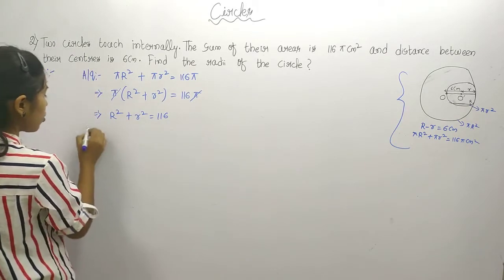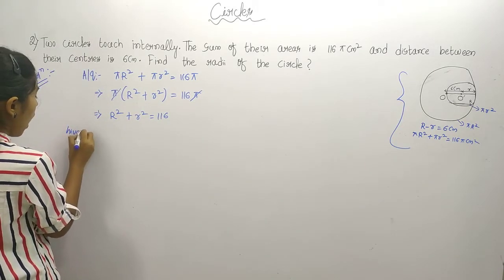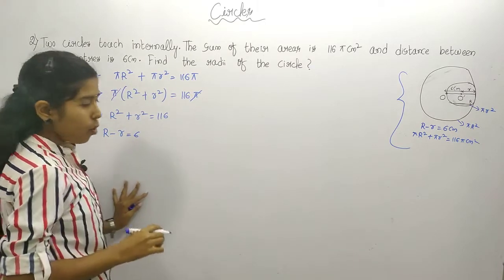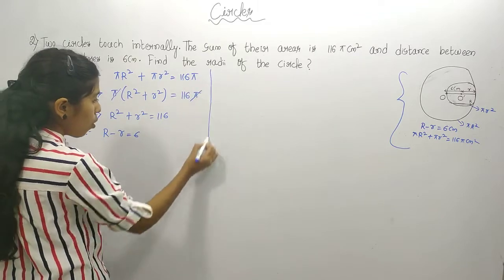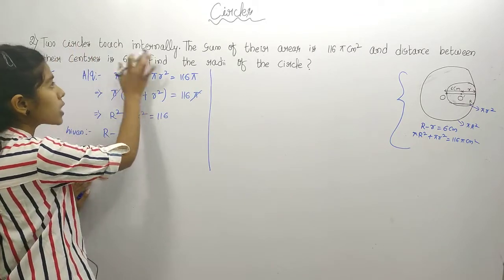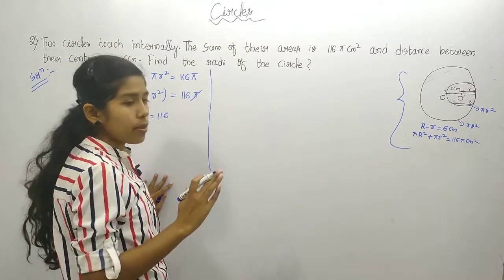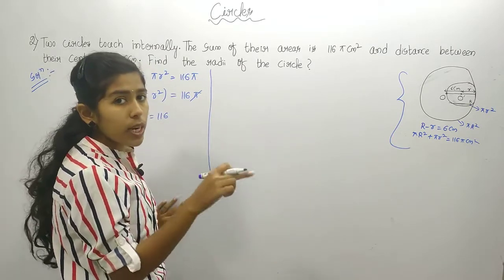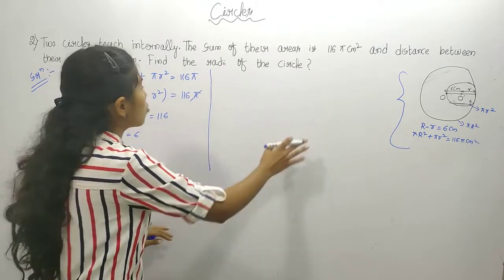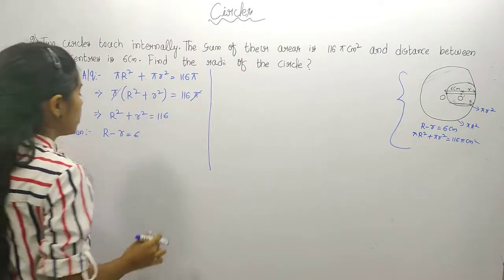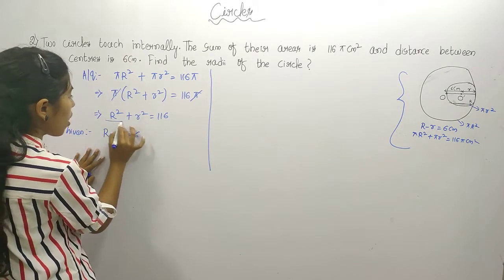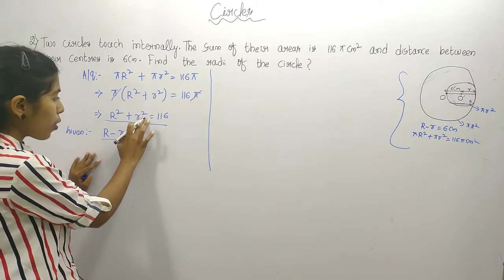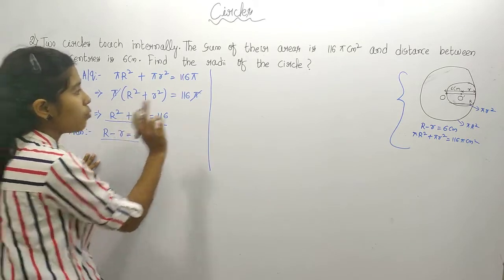Again, what is there with you? Given R minus r equals 6 cm. Okay. Next you see, here what is given? Two circles touch internally. So what I have said? That the distance between their centers equals the difference between their radii, which equals how much? 6 cm. Then now we will solve. See, you have R square plus r square. Again you have R minus r. So you have to use these two in one formula.